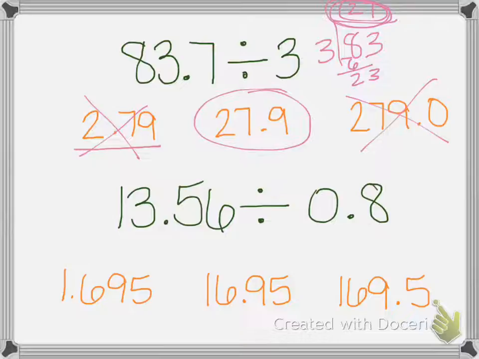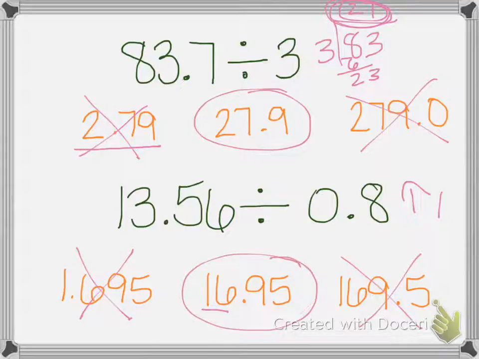For the next one, 13 and 56/100 divided by 8/10. If I were going to round this up to 1, I would say, again, 1 goes into 13 and 56/100 about 13 and 56/100 times. So looking at the answer that's closest to 13, 1 doesn't make sense. 16 makes sense. 169 does not make sense. So the one that makes the most sense is 16 and 95/100.